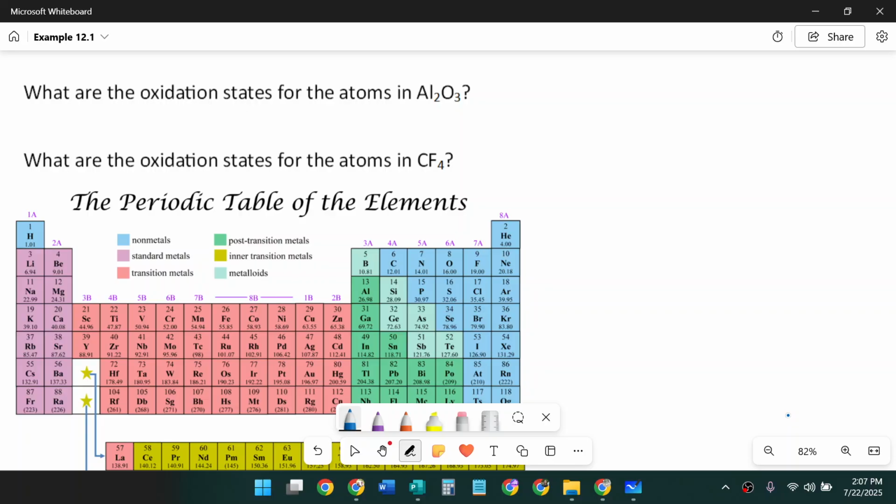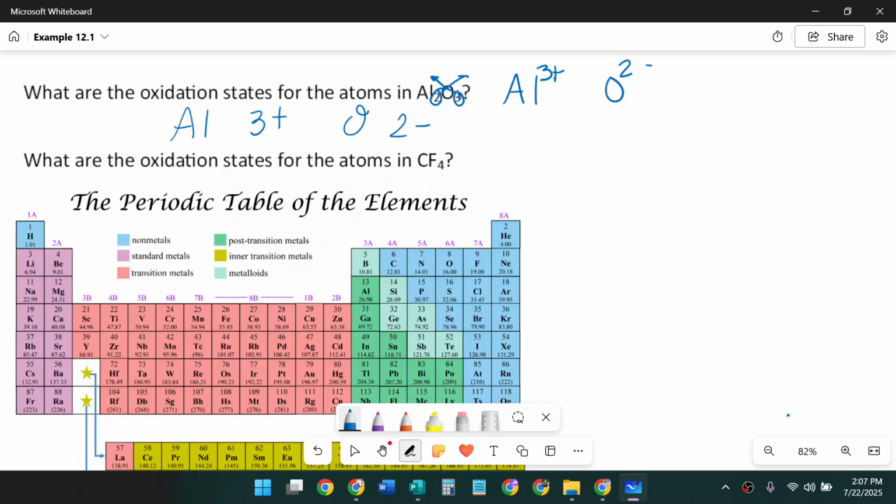And even without looking at the table, you can see that this 2 and this 3 could switch places to go back to where they were before they were combined. You can also look and find aluminum and oxygen that way, like we did when we were making ionic compounds. So the oxidation state for aluminum is 3+, and the oxidation state for oxygen is 2-.